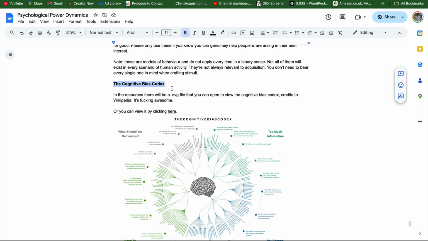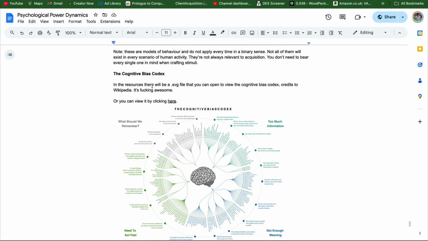Now, the cognitive bias codex. In the resources, there will be an SVG file in Kajabi that you can open to view the cognitive bias codex, right?